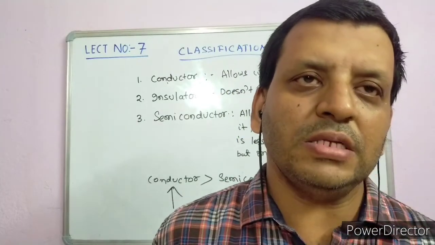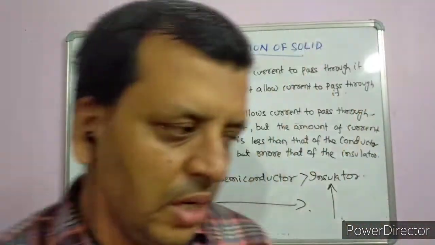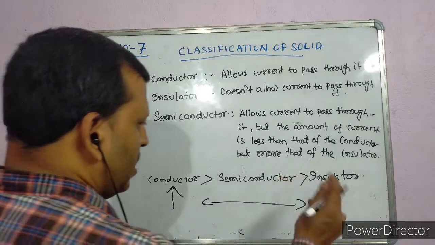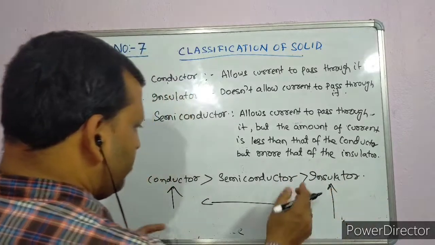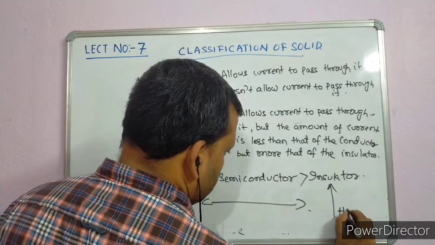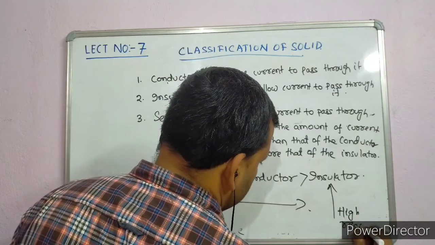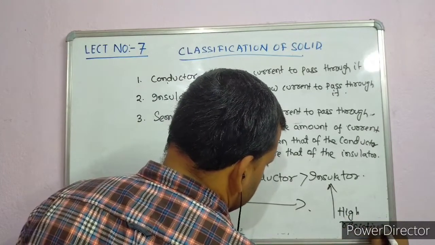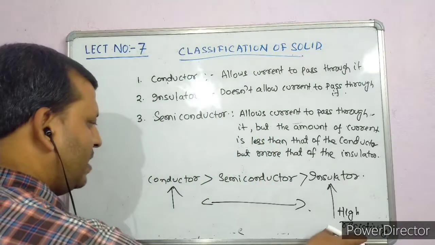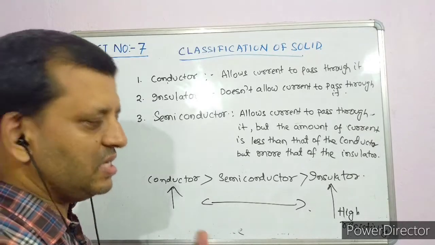We can classify these solids by using the concept of resistivity as well. Resistivity is one property of resistance, and if you consider resistivity, you can say that an insulator has high resistivity, because if the resistivity is high, then the current will definitely be least.